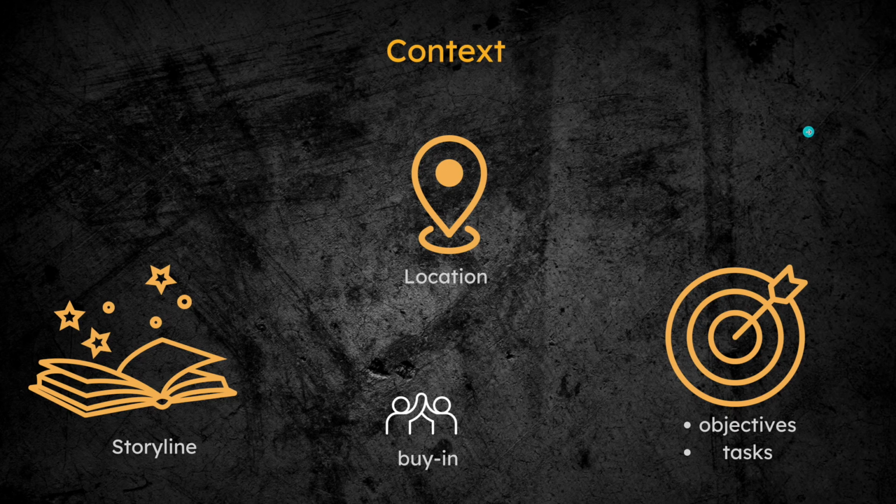Context. So the first thing that we're talking about is how can we create this buy-in? Buy-in meaning how do we get you on board to feel like, oh, this is a good game, or this is an iffy game. Usually it's a storyline. Usually it's a location, and sometimes it's the objectives and tasks. So storyline. If it's a good story, you're gonna buy into it. And you're gonna forget everything else. You're like, oh, this is really good.